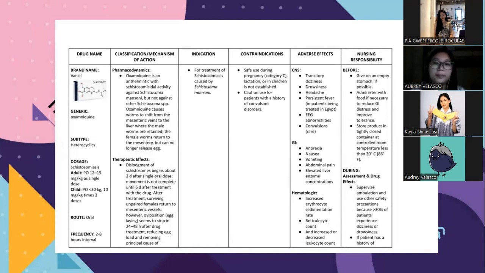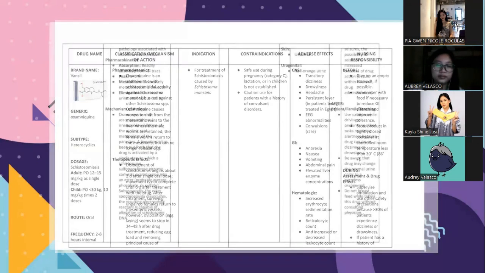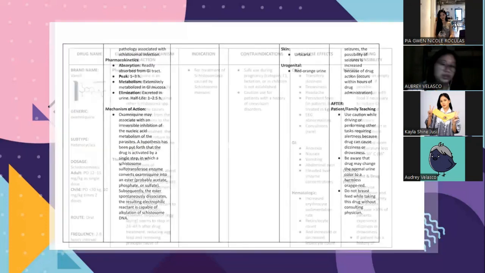So brand name of it is Vansil, and then dosage for schistosomiasis, so adult, is per orem 12 to 15 milligrams per kilogram as a single dose, and for the child, greater than 30 kilograms, 10 mg per kg times 2 doses. So route is oral and frequency is 2 to 8 hours interval.